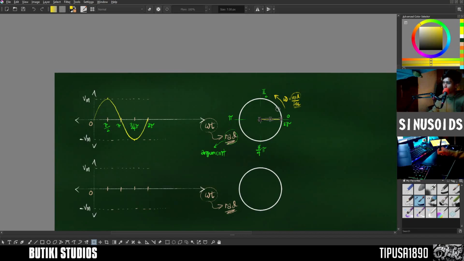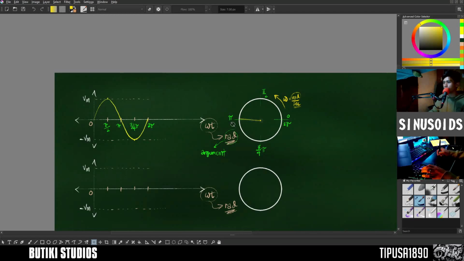So it rises to the highest point, then goes down to 0. It goes to negative, reaches the negative peak, then returns to 0. But this is referring to its angle or rotation. So at 90 degrees, it is at the peak value.